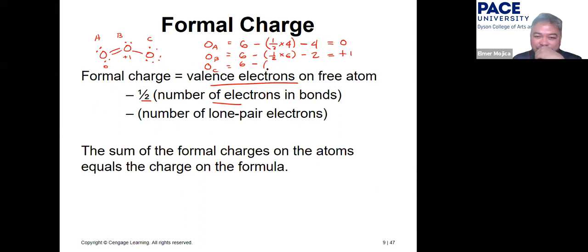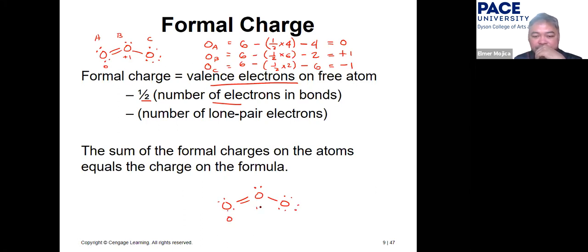Now the last one, you have one half, and then you only have one bonding pair. So that's 2 electrons there. And then you have what? 1, 2, 3, 4, 5, 6. So 6 minus 1 minus 6, so that's a -1. If you're going to look at the formal charges of this, you have 0, you have +1, and you have -1. And the rule that they have, just like your oxidation number, if you add the formal charges, it will give you the charge of the molecule, which in this case is equal to 0.